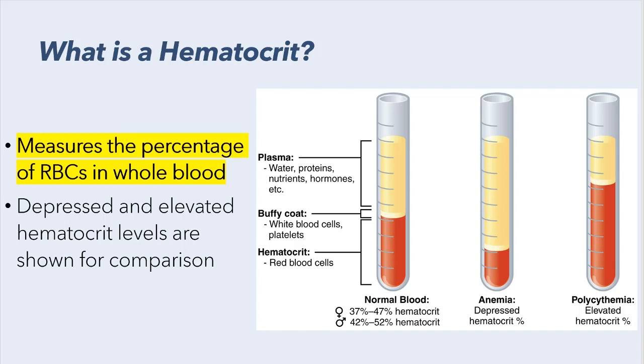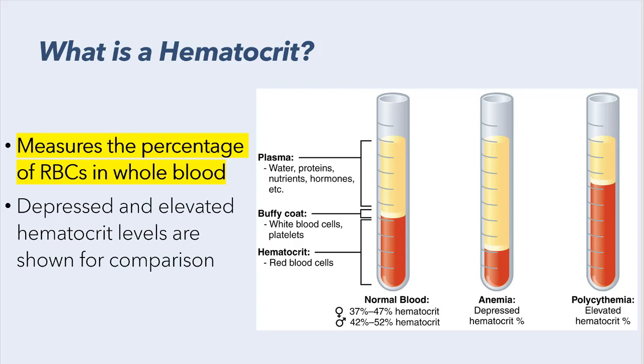So any value that is lower than 37 or higher than 52 indicates anemia or polycythemia respectively. Anemia refers to a depressed hematocrit or low percentage of red blood cells. This is lower than normal. And polycythemia refers to elevated red blood cell percentage.